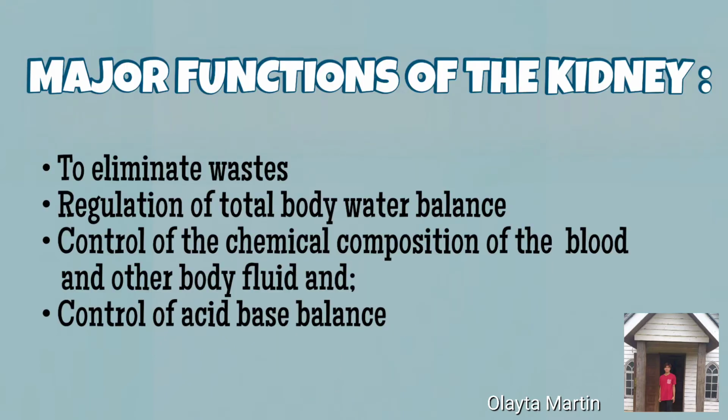Major function of the kidney. So we have to eliminate waste, regulation of total body water balance, control of the chemical composition of the blood and other body fluid, and control of acid-base balance. So we have to remember that the main hero of the urinary system is our kidney. Our kidneys do the main job of filtering our blood and removing all the waste substances from it. The rest of the urinary system is basically just a storage unit and provides a mechanical force so that the urine can be expelled from the body.